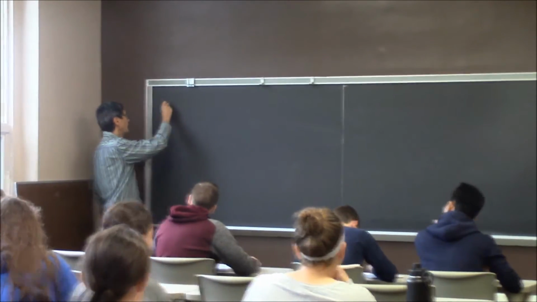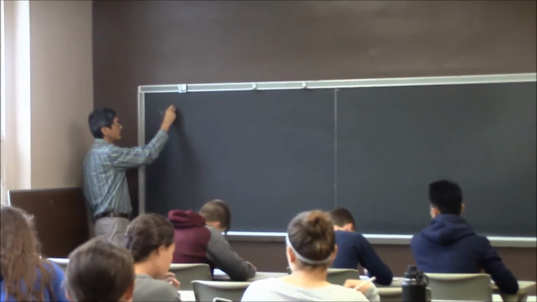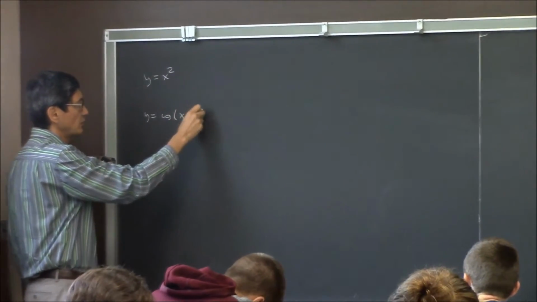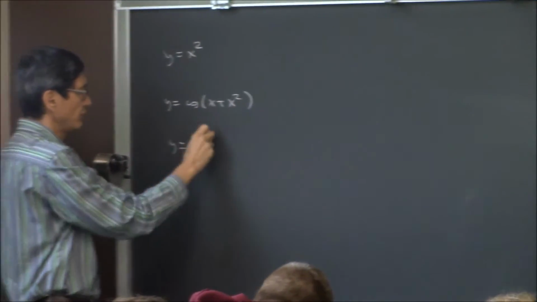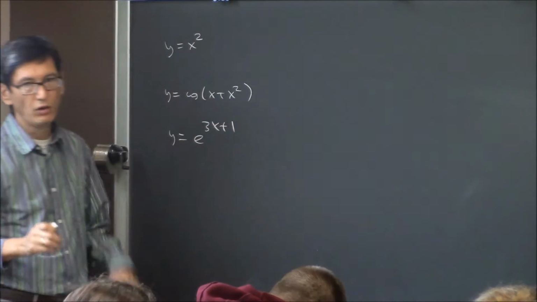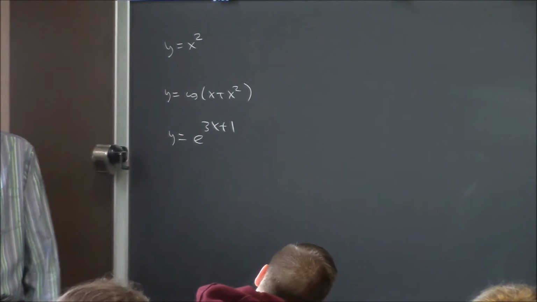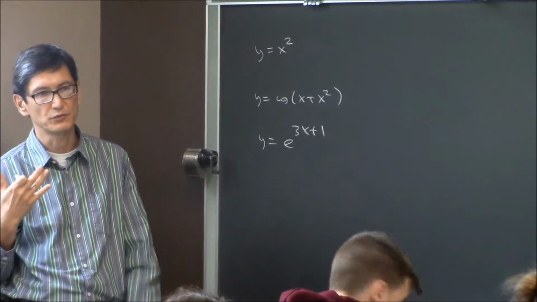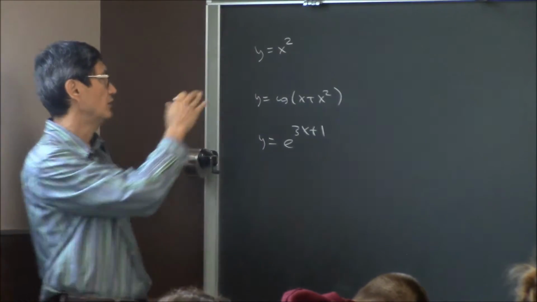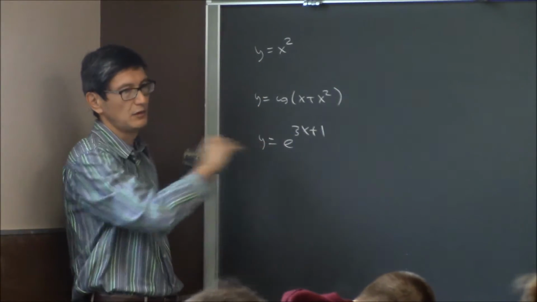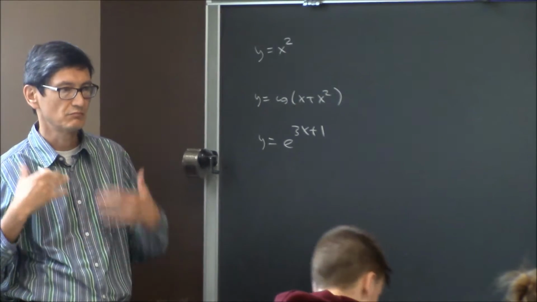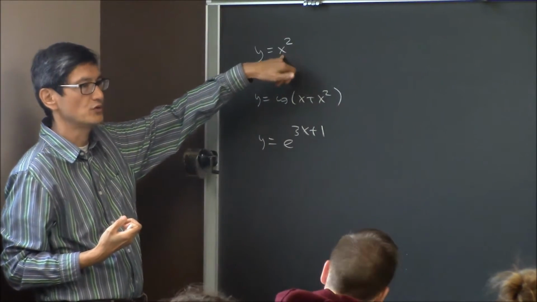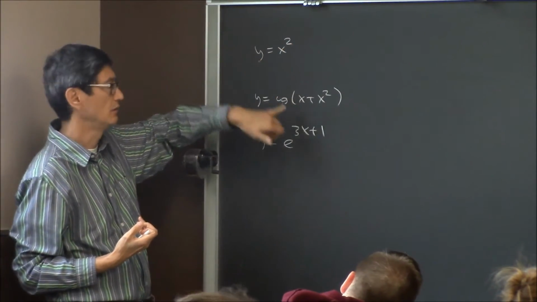I guess I'll start with our regular functions. y equals x squared, or y equals sine of x plus x squared, y equals e to 3x plus 1. All those are examples of explicit functions because we have an explicit formula for y in terms of x. And it's easy to find the connection between y and x. Plug in a number for x: 2 squared is 4, so y is 4.